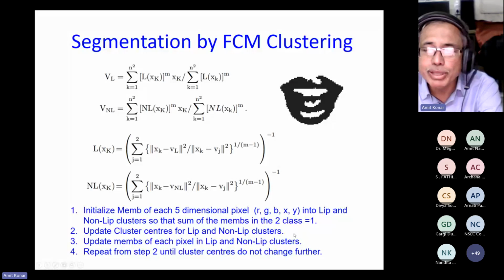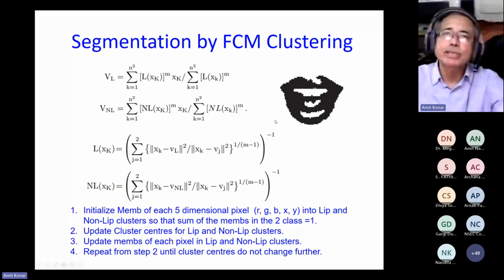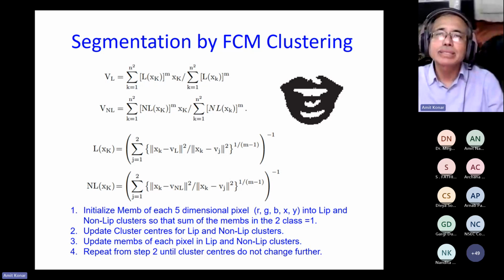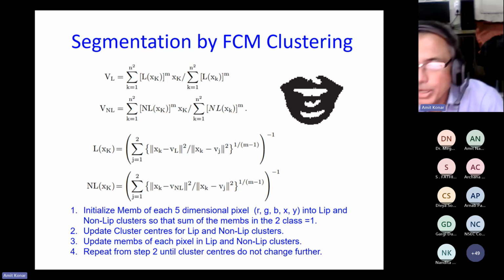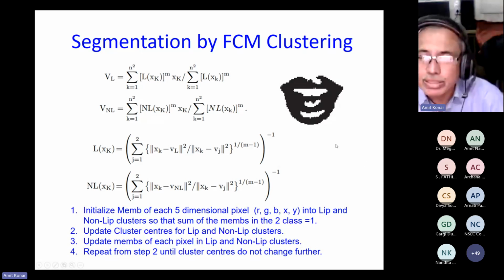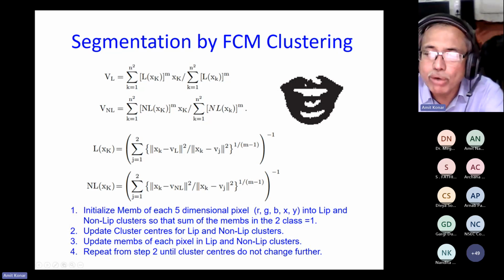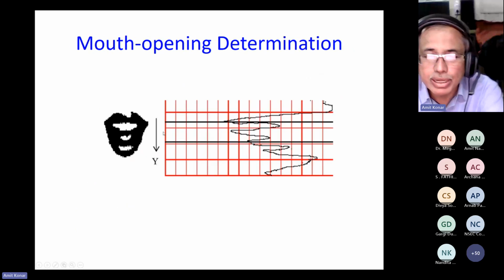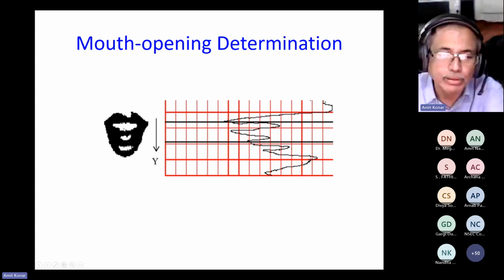Once we stop, we'll be getting the lip region. If, for example, we convert it into a grayscale image by taking the average value of R, G, and B intensity at every pixel, we'll be getting a diagram something like this. So this is basically a fuzzy C-means clustered lip region or mouth region of the image. Now, over the mouth region, we can evaluate the mouth opening. That is one feature of emotion recognition.